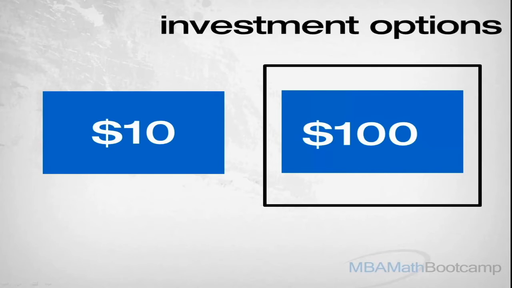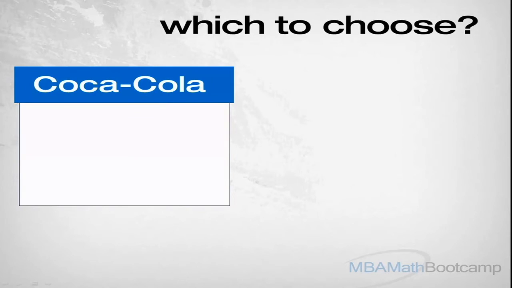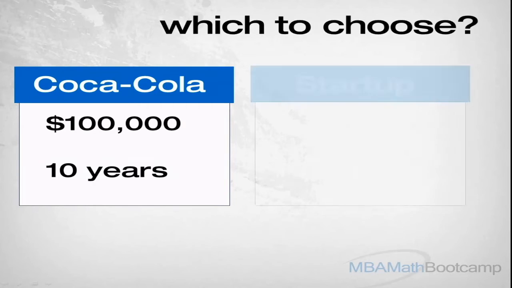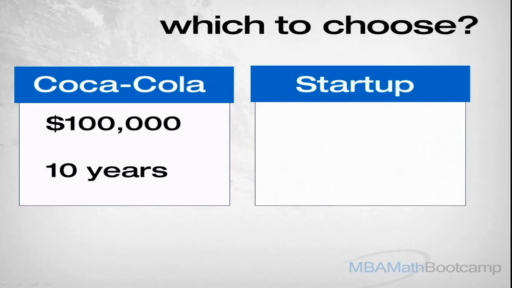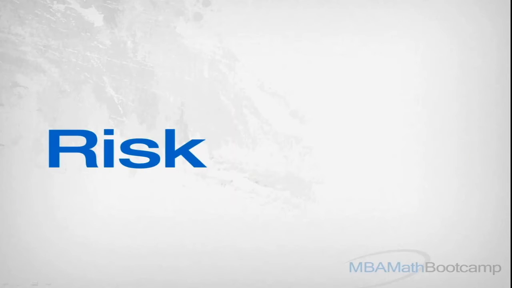Now let's look at another slightly more complicated example. Would you rather invest in Coca-Cola stock that is offering a $100,000 payout in 10 years or an internet startup that is promising a $250,000 payout in 5 years? This scenario is not so easy because it introduces two fundamental concepts that must be considered when evaluating all investment opportunities. And the first of these fundamental concepts is risk.